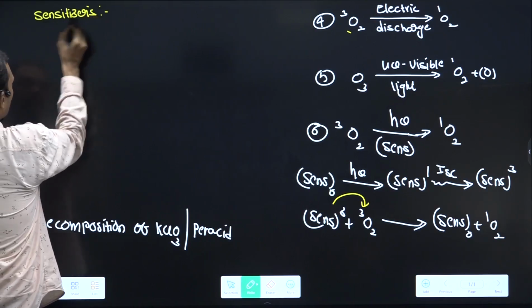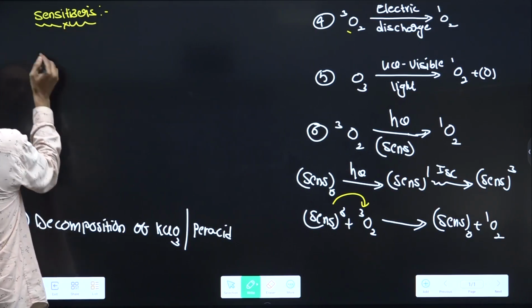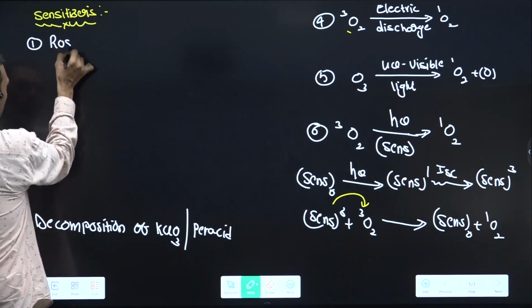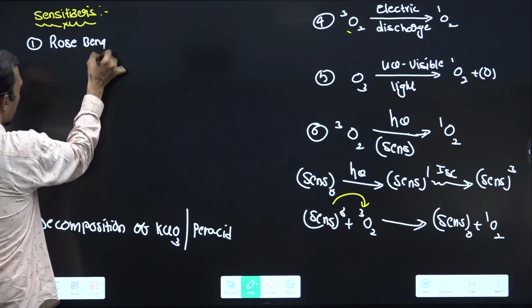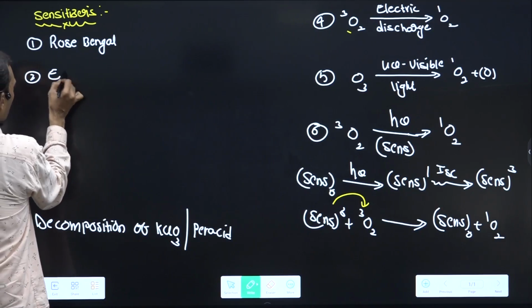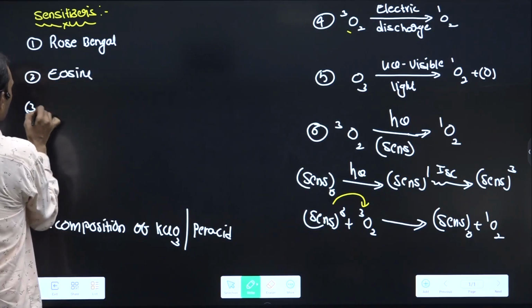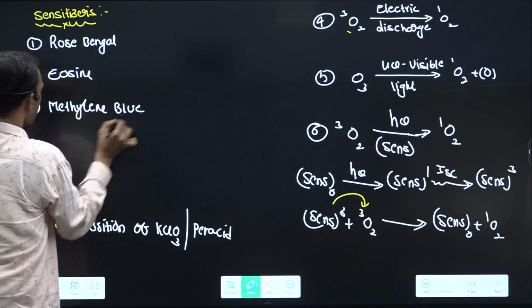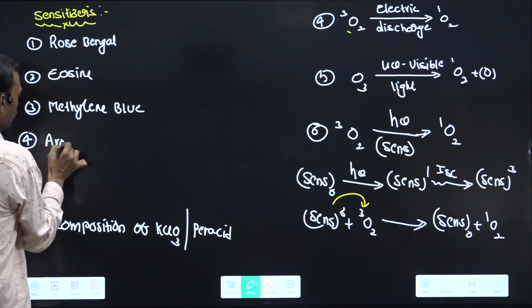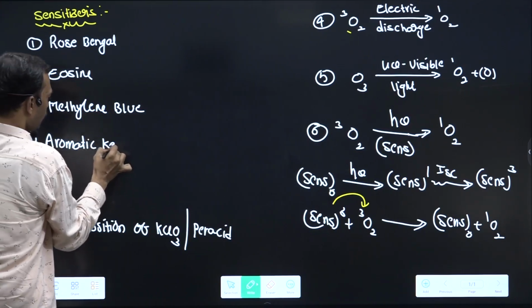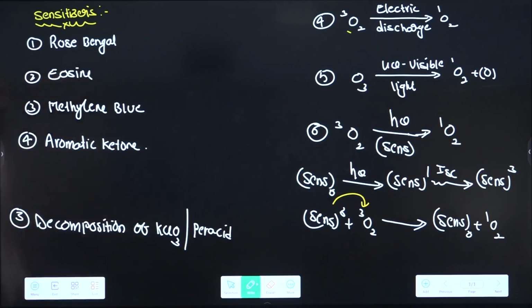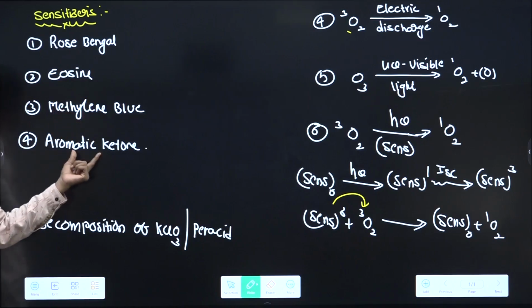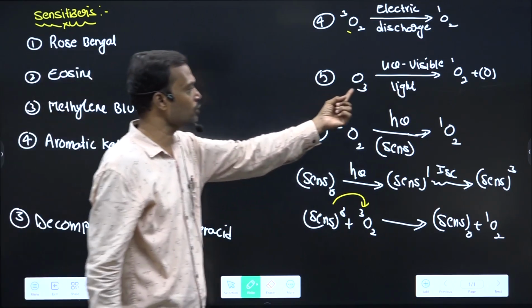So some sensitizers I am giving for converting triplet oxygen to singlet oxygen. This is rose Bengal, eosin, methylene blue, then aromatic ketones. They are the top photosensitizers for generating singlet from triplet oxygen. Rose Bengal, eosin, methylene blue, aromatic ketones. These are the top photosensitizers which can convert triplet oxygen to which one?